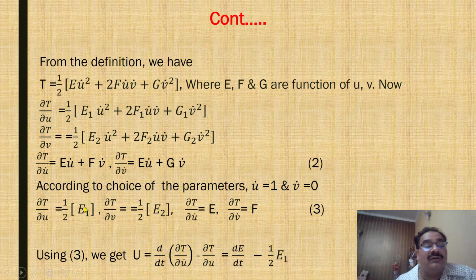Putting these values in the above equations, we can rewrite the partial derivatives as ∂T/∂u is half of E1, ∂T/∂v is half of E2, ∂T/∂u dot is E, and ∂T/∂v dot is F. So this is equation number 3. Now using 3, we get U. After putting the values, we may write U is equal to d by dt of E minus half E1.